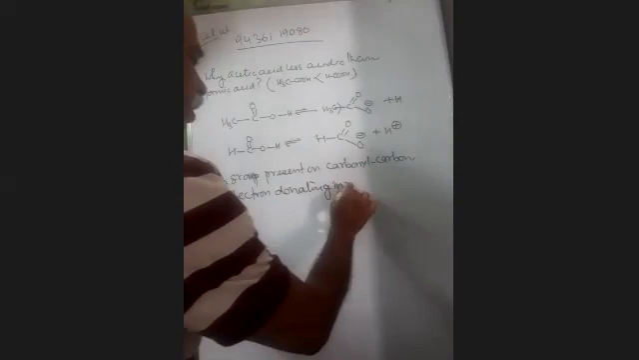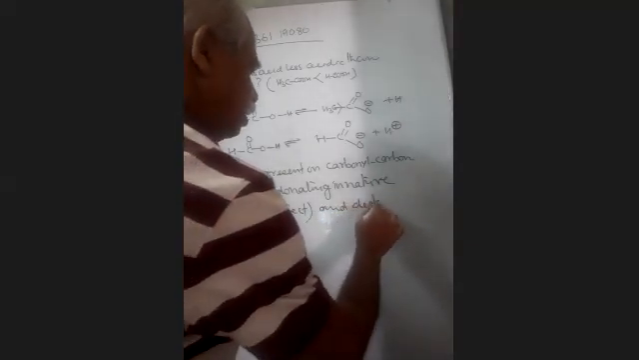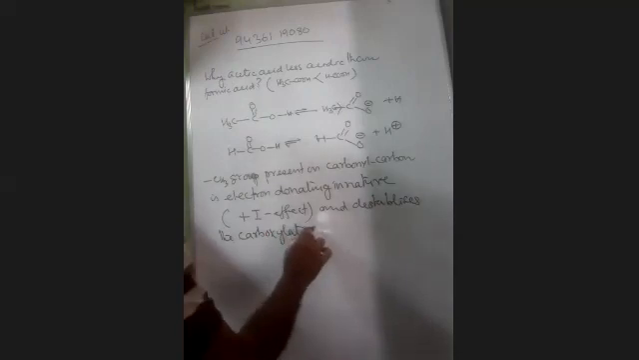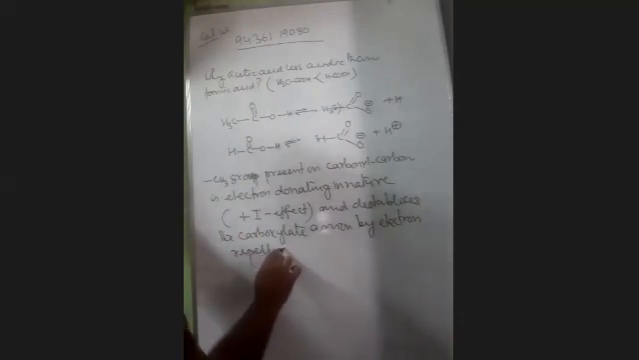See, the CH3 group is present on the carbonyl carbon. This is the carbonyl carbon. See here, the CH3 group is here. It is electron donating in nature. Why electron donating in nature? We know it very well. It's called plus I effect, and it destabilizes the carboxylate anion by electron repelling effect.